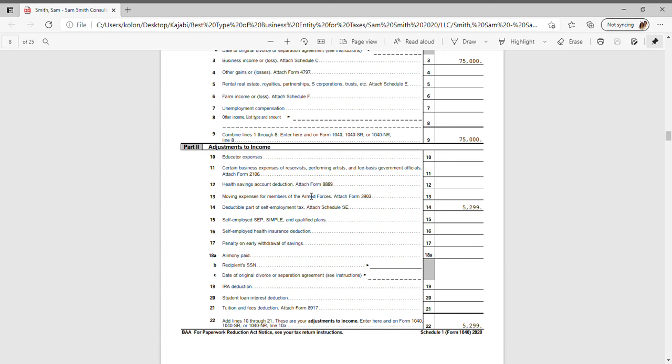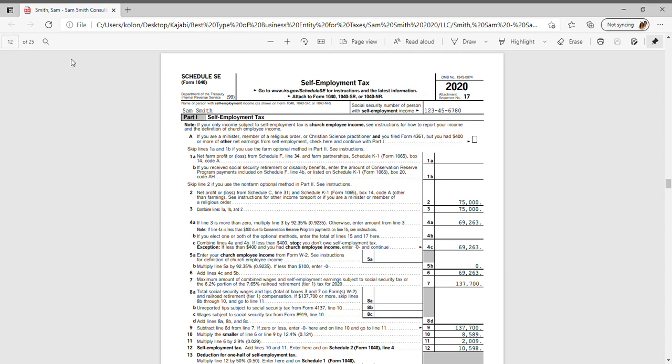So how do we figure that out? Well, there's what's called a Schedule SE. And what that Schedule SE looks like is this. So what we do is we take that $75,000 that we had initially of that profit for the business, and then we're going to multiply it by 92.35%. And then we're going to run it through the formula.